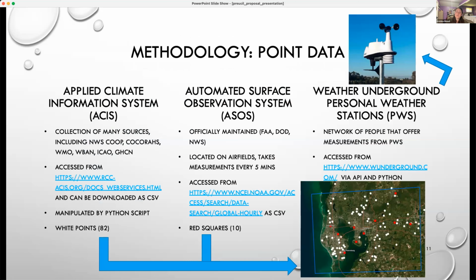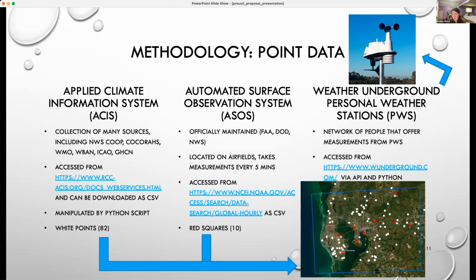So now I want to give you some information on the data sources that are going to be used. This project is very data heavy. The first source is the Applied Climate Information System, or ACIS. This is actually a collection of many of the networks and sources that we've already discussed, like the National Weather Co-op, COCORAHS, the WMO. It also includes the Weather Bureau, Army, Navy, the International Civil Aviation Organization, and the Global Historical Climatology Network.